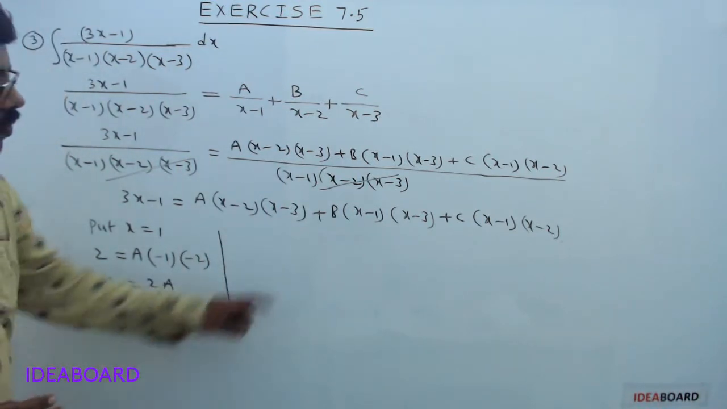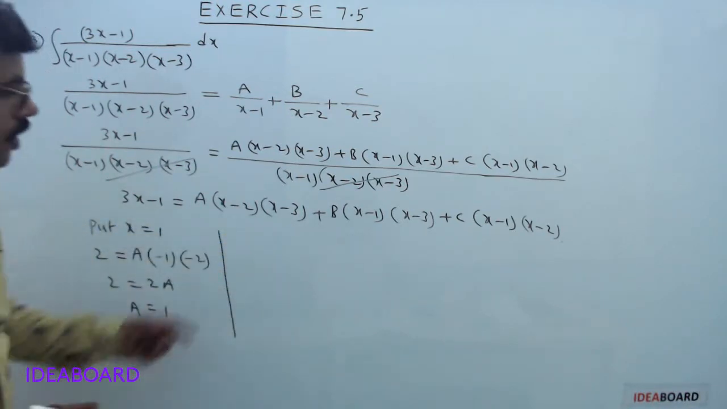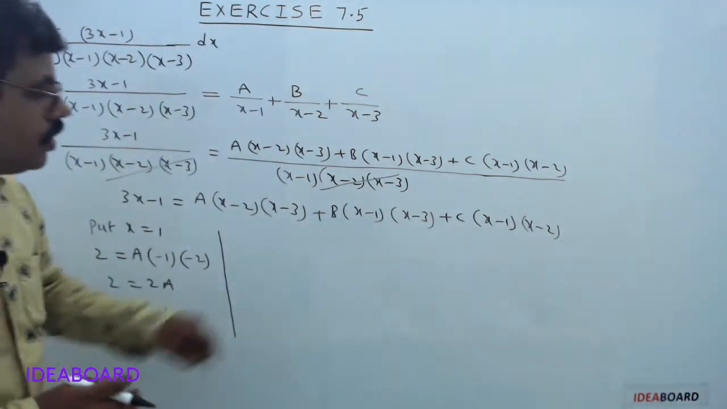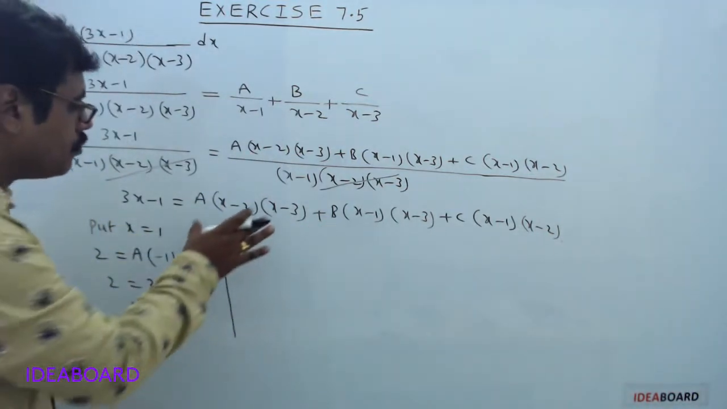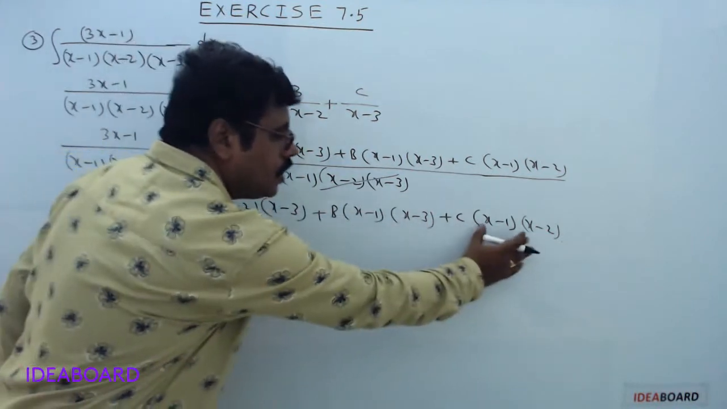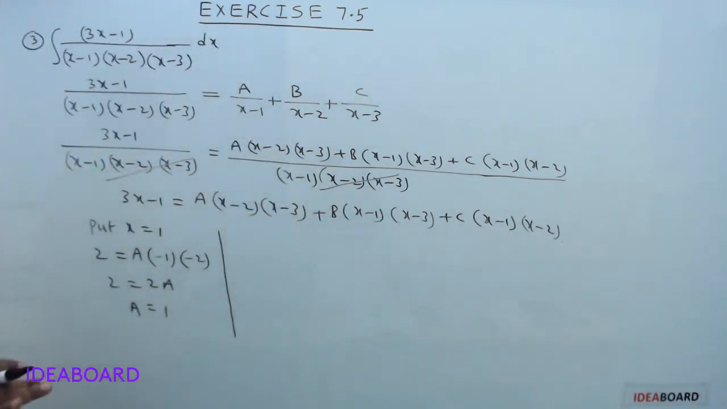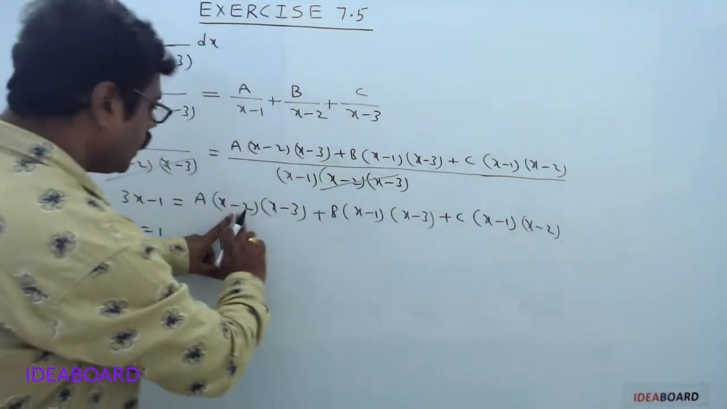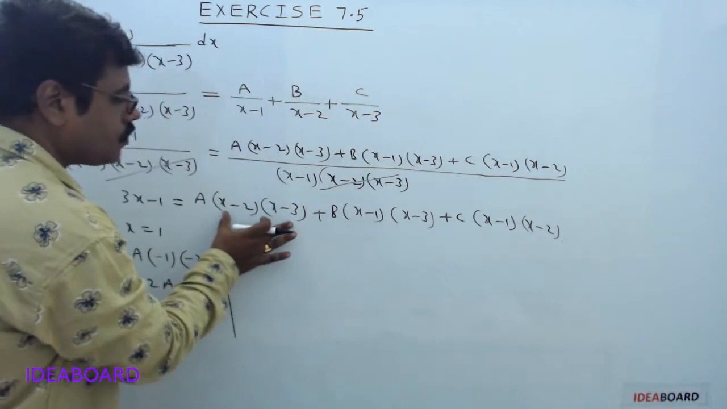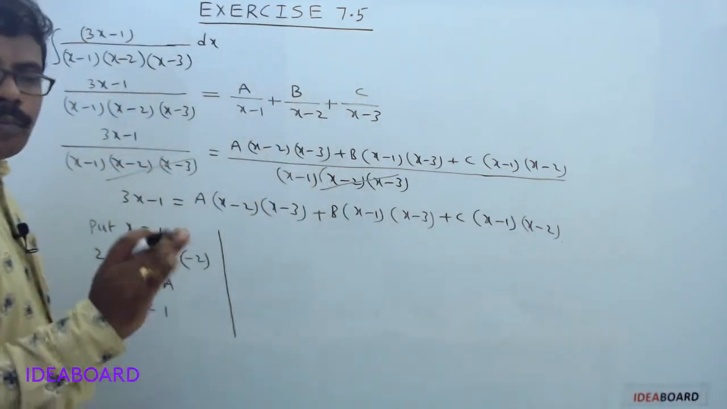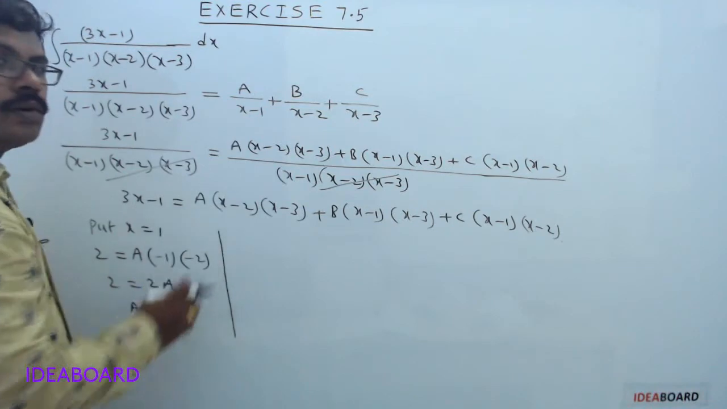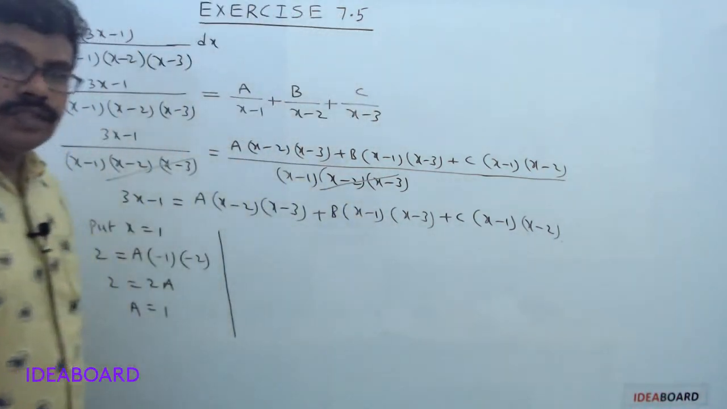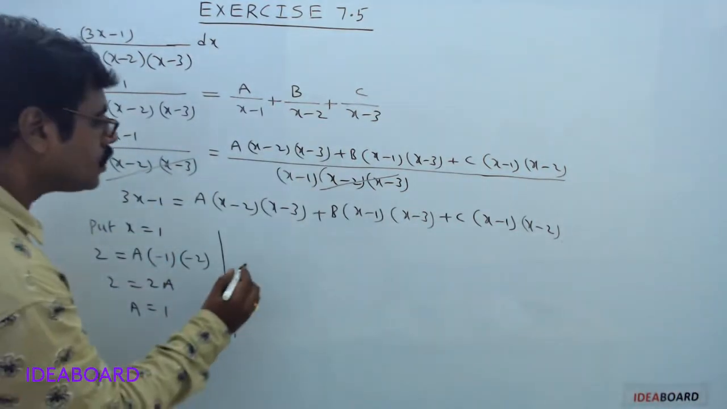Next, to find the value of B, make the first and third terms 0 simultaneously. Observe that x minus 2 is the common factor in the first and third terms. By substituting x equal to 2, automatically the first and third terms are 0. So write down x equal to 2.